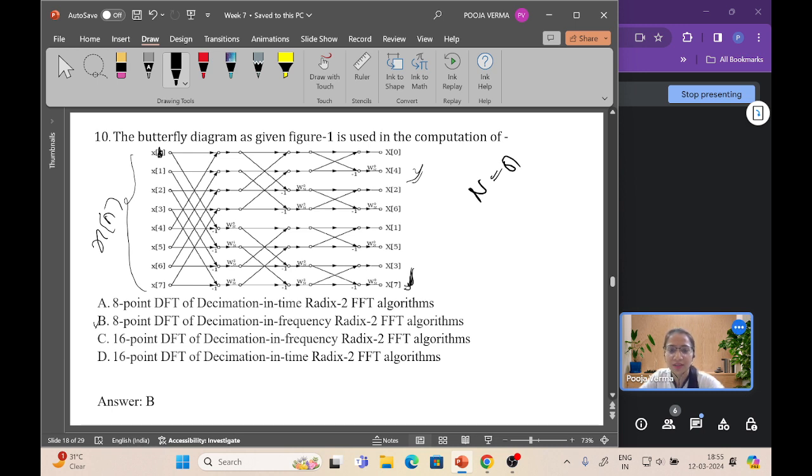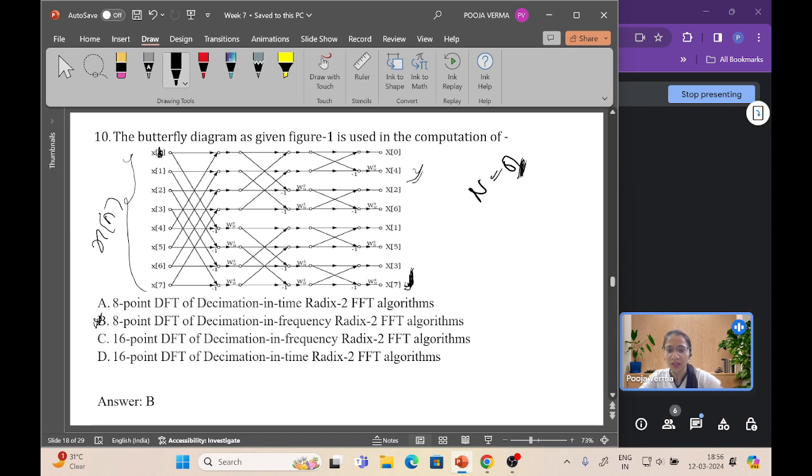So if somewhere a butterfly diagram is given, you need to check the input order, the output order, and the number of rows, that is, the number of points given. Whatever the number of points, that is an N-point, it belongs to the number of samples, and then we will see the input and output order. Then we will decide whether it is decimation in time or decimation in frequency. Okay, so option B is the correct option for this question.